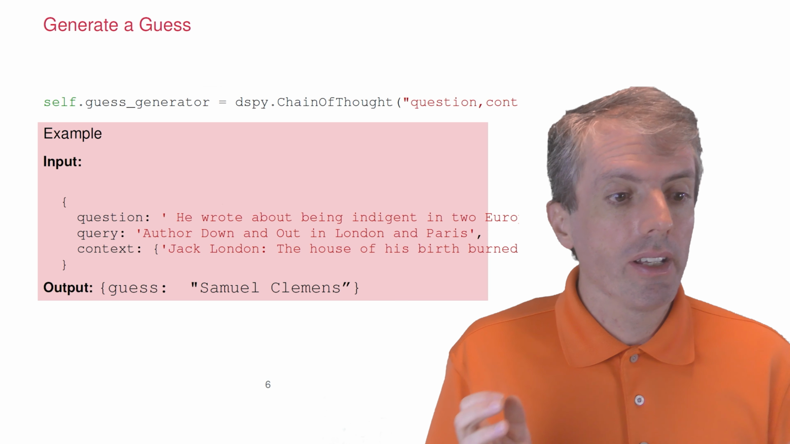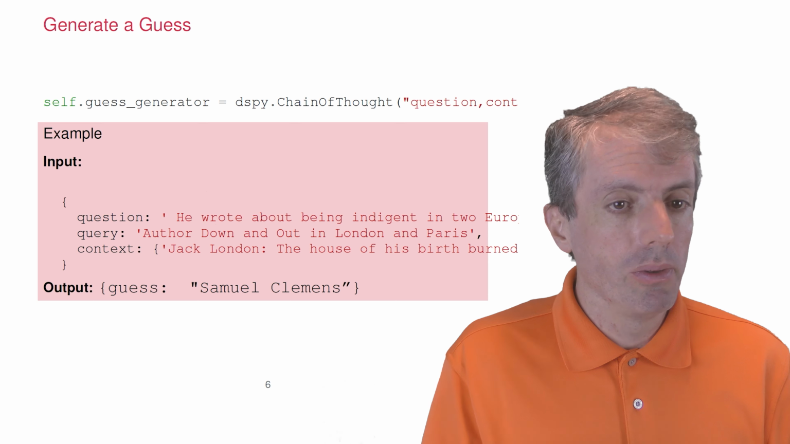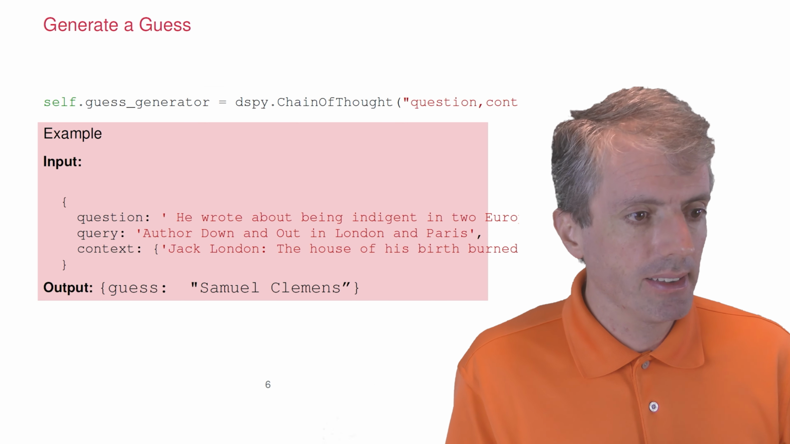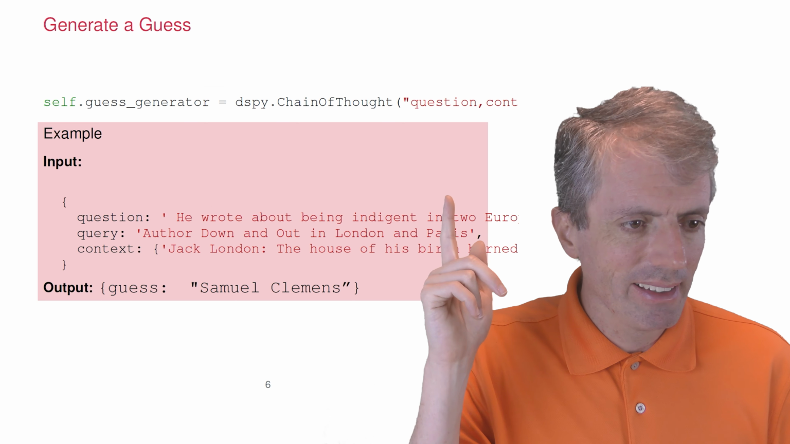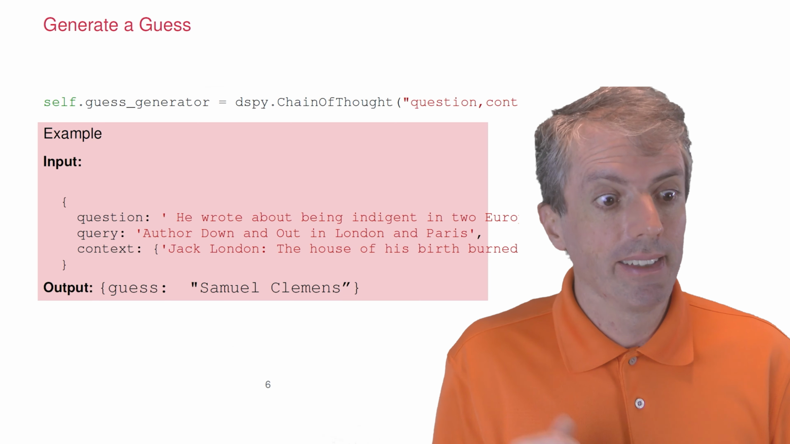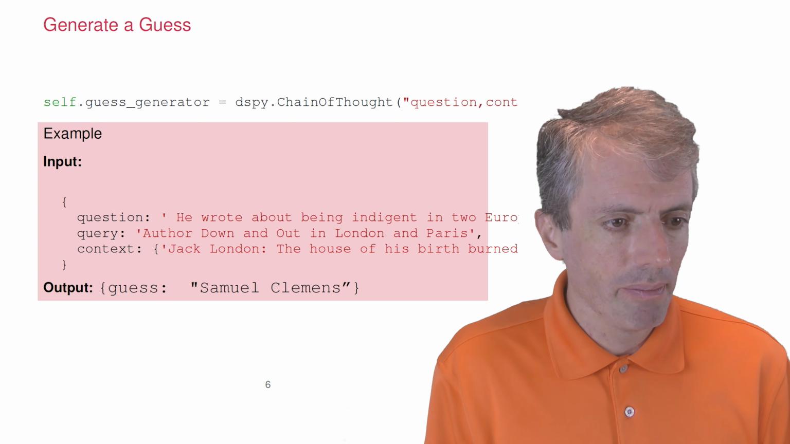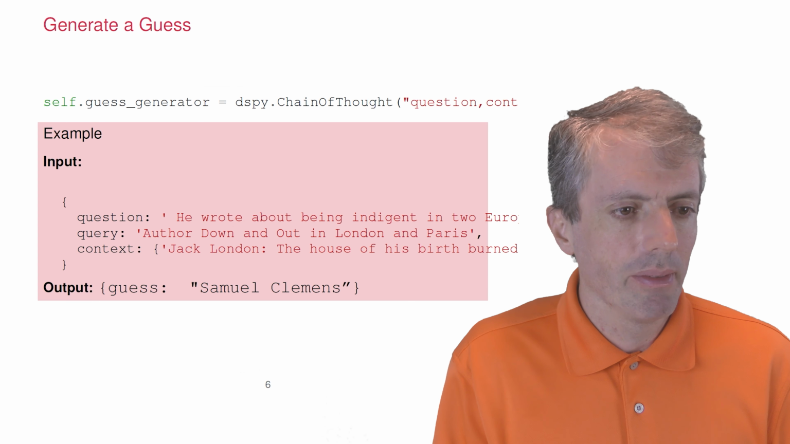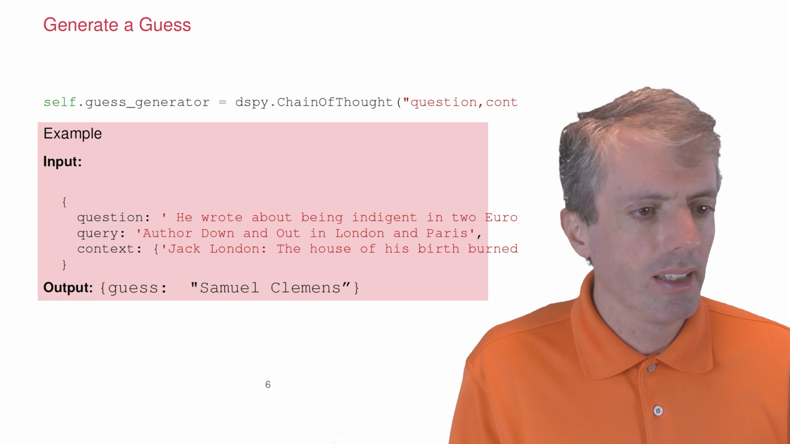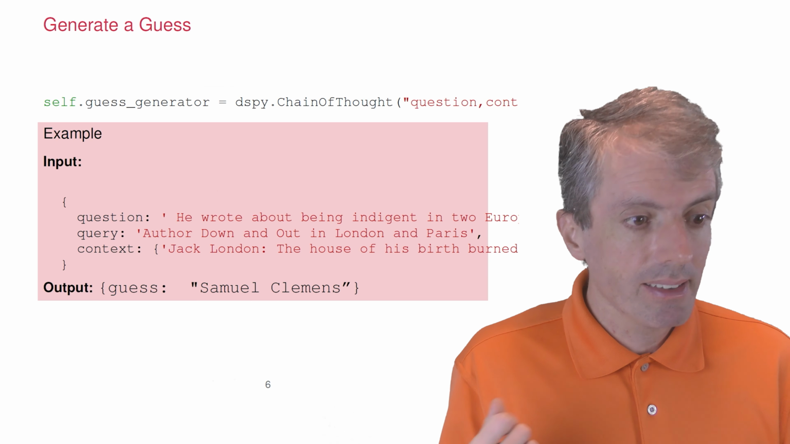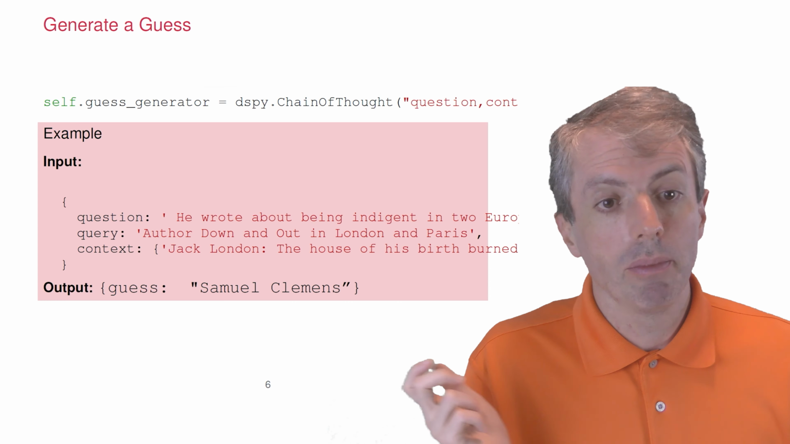And then you need to generate a guess. So you get some search results out of your TF-IDF system. Maybe here we kind of get unlucky and we get something about Jack London instead of the city of London. We tell our system, hey, create a chain of thought system that takes question and context and generates a string guess. And so here it generates a guess, Samuel Clemens.